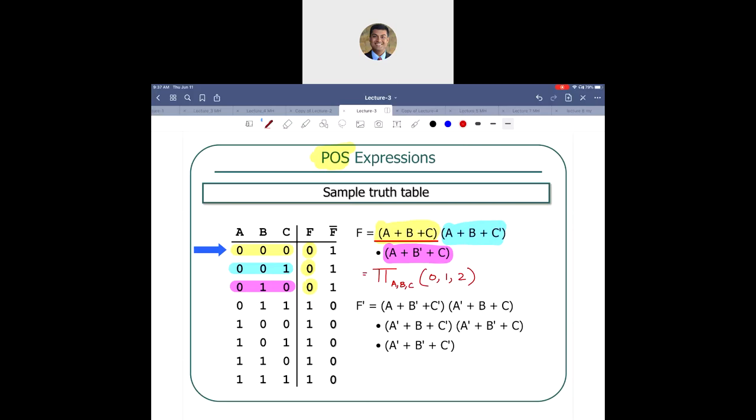Similarly, for F complement, the zeros are here, here, here, here, here, which is indicated by product, order of the inputs, row numbers where it is 0: 3, 4, 5, 6, 7. So we have the complete expression listed and also the shorthand form listed over here for canonical products of sum expressions, because we are all dealing with max terms over here.